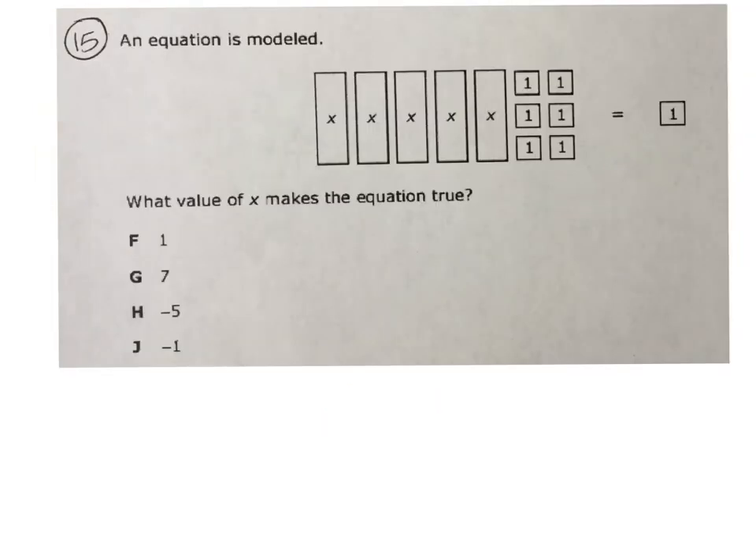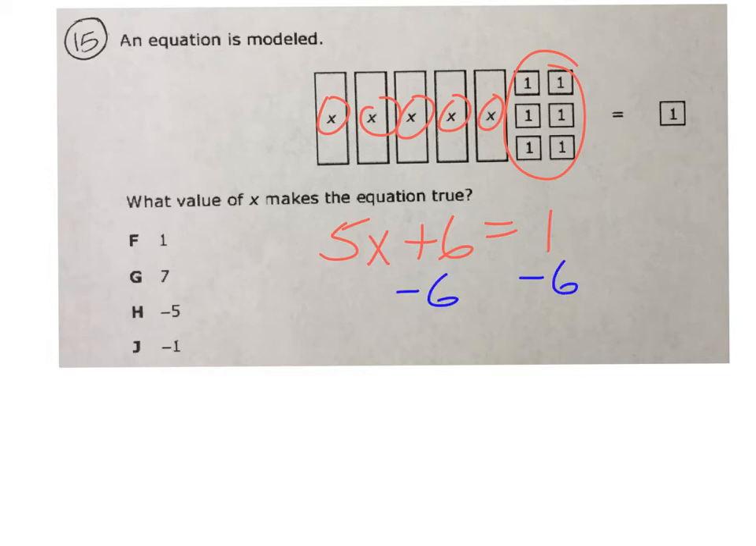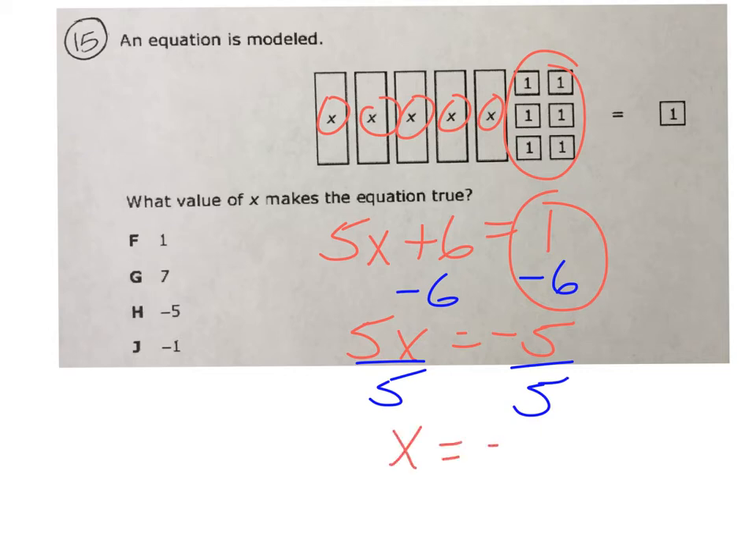All right, we see a model. Let's write the equation from it. That's 1, 2, 3, 4, 5 x's, and that is 6 1s, so plus 6 positives equals the 1 positive over there. Now go ahead and solve. Minus 6 minus 6. That gets you 5x equals, and that is a -5. You're going to divide by a positive, divide by that +5, and that gets you x equals -1.